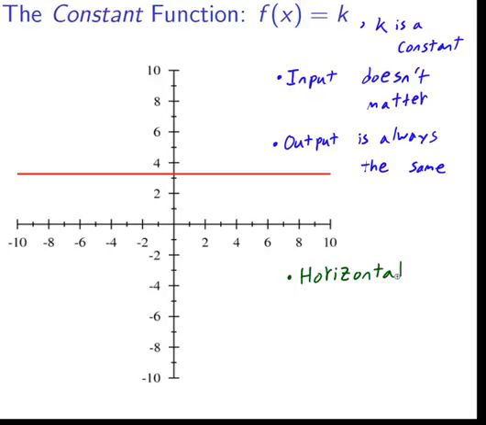We plug in 20, it spits out k. We plug in negative 47, it spits out k. So when we look at all of that together, graphically we're seeing a horizontal line at height k.